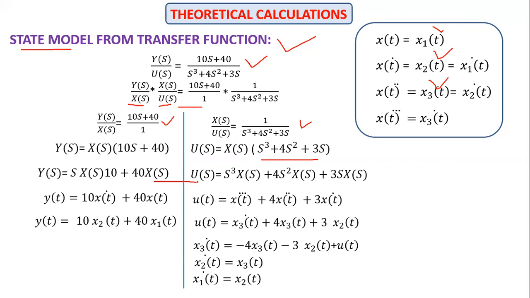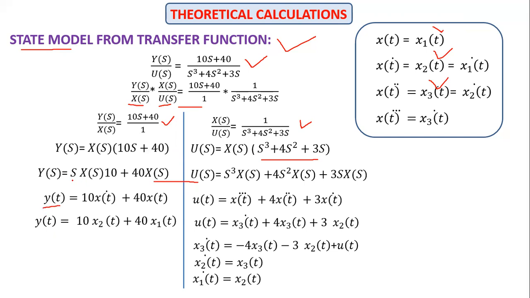But coming to the state space model, x dot is equal to Ax plus Bu. That means x dot of t is equal to A into x of t plus B into u of t. So there we need a time domain representation. So now we need to convert this S domain into time domain. That means we are applying the inverse Laplace.